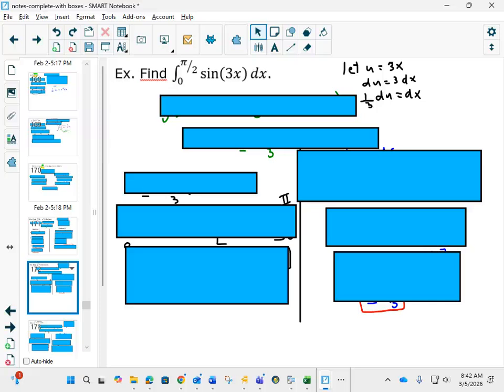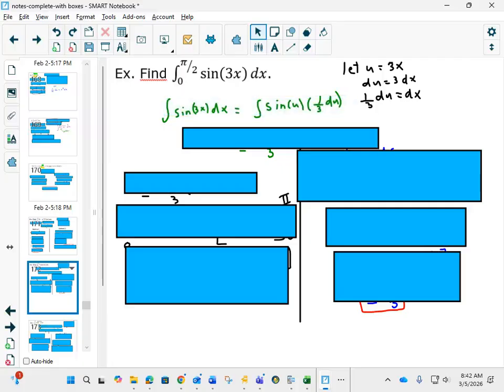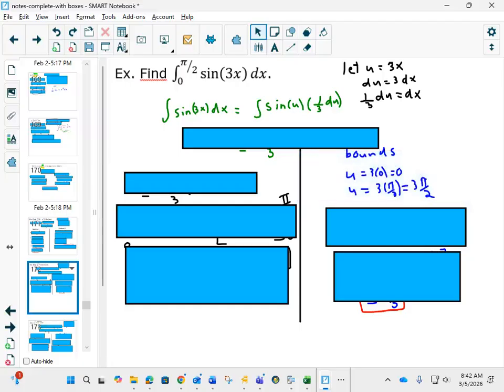If I make that as a substitution, then du would be 3dx. I can get the dx by itself with the 1/3. I can substitute in. And personally, I would have done the bounds right away. So my original bounds here in red were from 0 to pi over 2. And my lower bound is still going to be 0. And now my upper bound is 3 pi over 2.